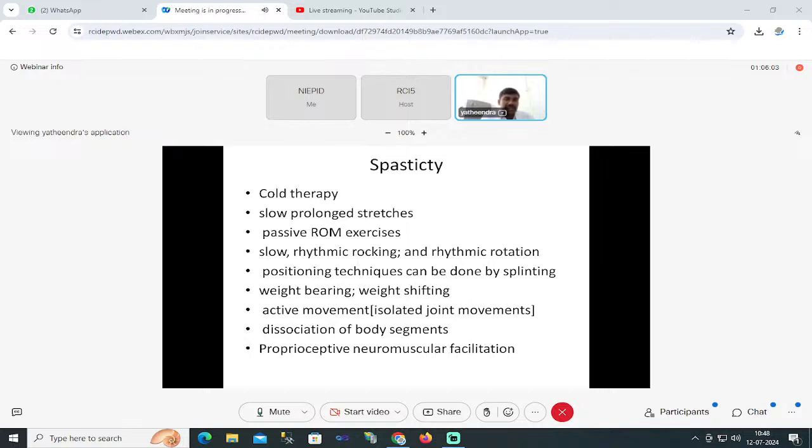Then passive mobilization exercise, that is passive range of motion exercise. Then slow rhythmic rocking and rhythmic rotational movements like PNF techniques, which will also affect the spasticity. Then positioning techniques, which can be done by splinting or manually, anything can be. Then weight bearing activities like weight shifting activities. Then active movements, that is active mobilization of all the joints, encouraging the child. Then dissociation of body segments. Then PNF, that is proprioceptive neuromuscular facilitation. You may not be aware of it and it is very difficult to understand; those with a therapy background can understand all these things. But we have different types of therapies to decrease the spasticity.